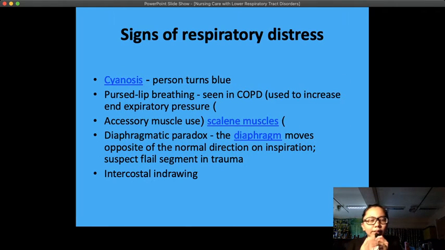Okay, so signs of respiratory distress: cyanosis, the person turns blue. Pursed lip breathing, seen in COPD, used to increase end expiratory pressure. Accessory muscle use, scalene muscles. Diaphragmatic paradox: the diaphragm moves opposite of the normal direction on inspiration, suspect flail segment in trauma. And intercostal indrawing.